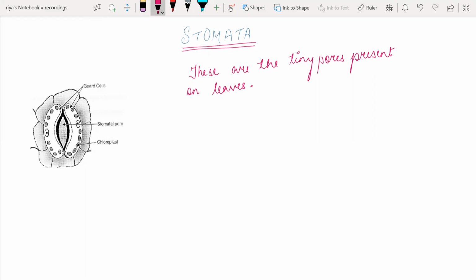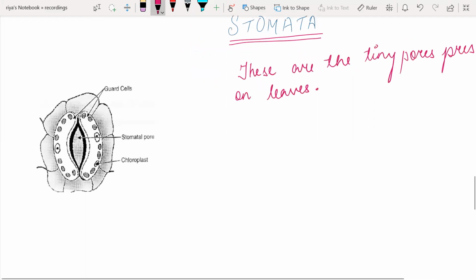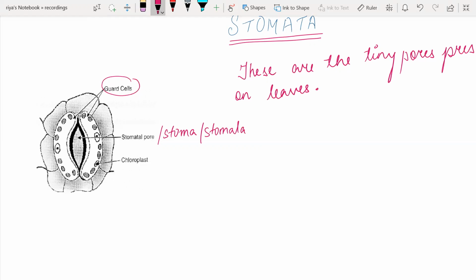Next, before going to the functions of stomata, let's write the functions of the different parts of stomata. See this figure beside. It has been marked. It consists of guard cells. Now these two are the guard cells. The stomatal pore, also called as stoma or stomata. These are chloroplast region, and these chloroplast contains within it the green pigment which are called as chlorophyll.